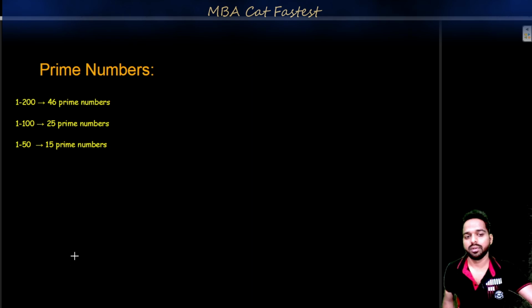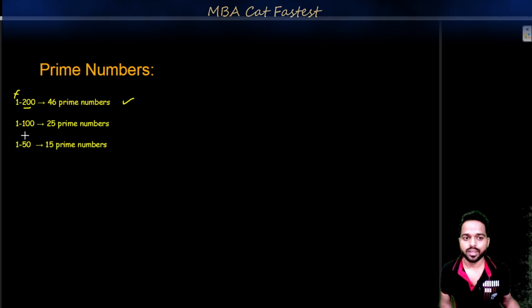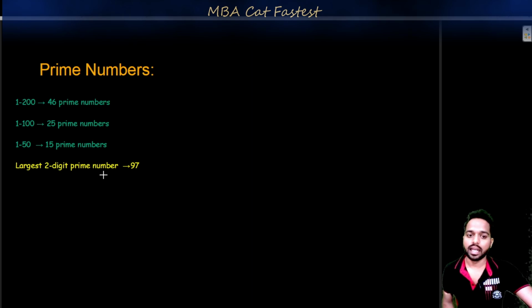Now, prime numbers. We will now be focusing on prime numbers. You must remember these things. Between 1 to 200, there are 46 prime numbers. It does not matter including or excluding the endpoints, because 1 is neither prime nor composite, and 200 is composite. So you can ignore the barrier. Between 1 to 200, 46 prime numbers, 1 to 100, 25 prime numbers, 1 to 50, 15 prime numbers. Now, the largest two-digit prime number is 97.